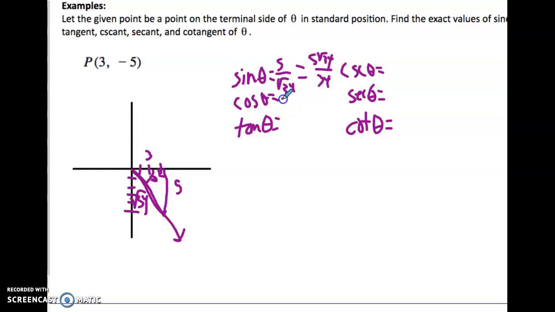The cosine is 3 over the square root of 34, which would then simplify to be 3 square roots of 34 all over 34. The tangent is the opposite over the adjacent, so that is 5 over 3. Cosecant would be the square root of 34 over 5. I'm just taking the inverse of this. The secant is the square root of 34 over 3, and the cotangent is 3 over 5.